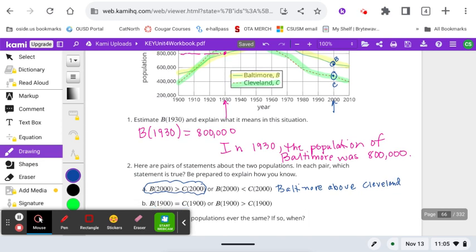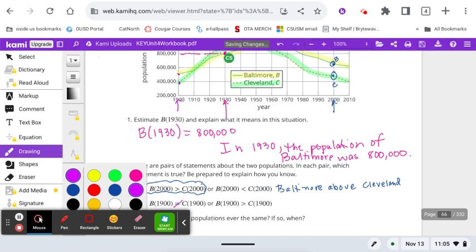Next, is Baltimore in the year 1900 equal to Cleveland in 1900? So if we look back here at the beginning of 1900, these two are not equal. So no, it's not that guy. Is Baltimore above Cleveland? Yes. Baltimore is above Cleveland again at that point.